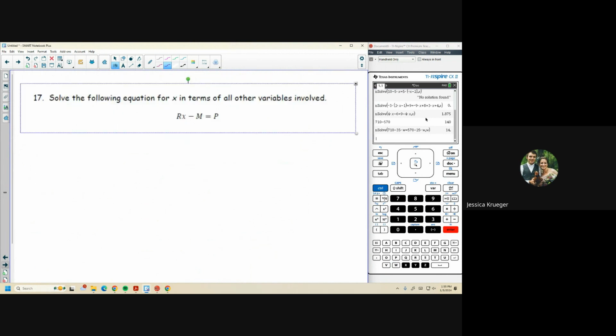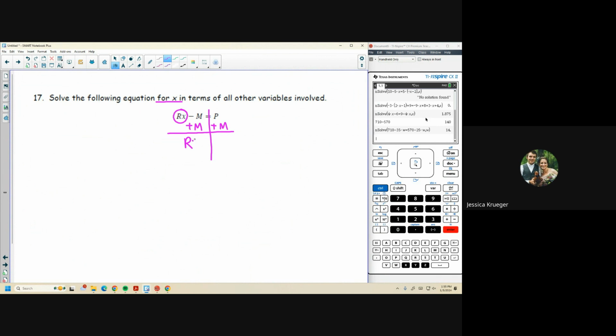Okay, solve the following equation for X in terms of all other variables. So solve for X. That means get X alone. So first thing I'm going to do is circle my term that has X in it. I need to get rid of the minus M because there's no X there. So I'm going to add M to both sides.